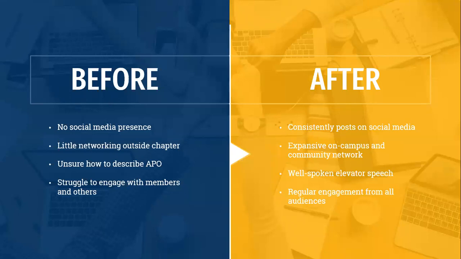Now, the game plan today is, if you're a chapter that maybe doesn't have a social media presence or doesn't have a whole lot of networking opportunities outside the chapter, aren't comfortable with that, don't really know how to describe APO, or just generally struggle to engage with members or others outside of the chapter, we're hoping today that through the information that we can provide you, you can leave with an idea of how to be consistent on social media, how to expand your on campus and community network, nailing that elevator speech, and regularly engaging with any audience confidently. That's what we're trying to accomplish here.